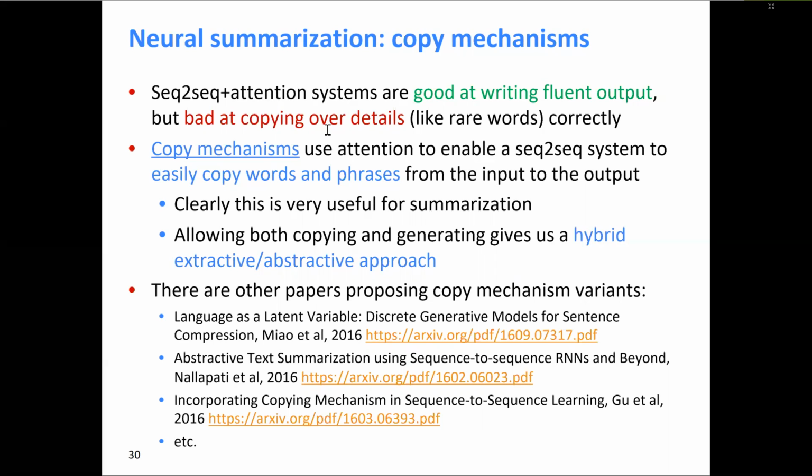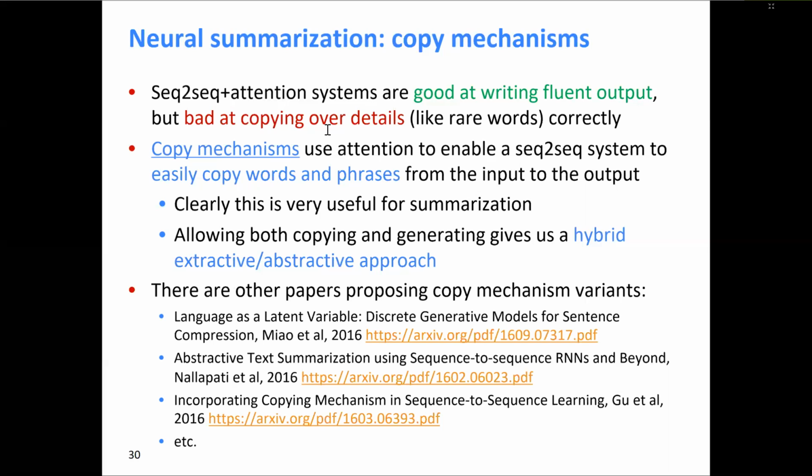So then people tried to include the copy mechanism. Remember the two strategies: one is copy, one is generation of new text. So people are thinking about ways to incorporate these copy mechanisms into this model.